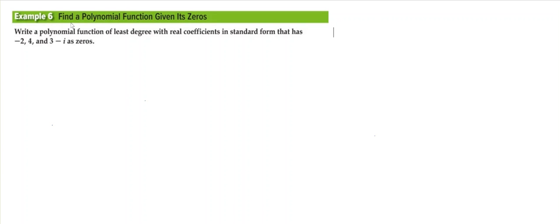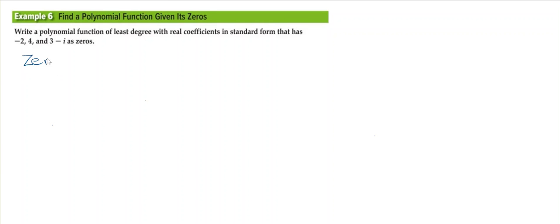Okay, so example 6, find the polynomial function given its zeros. Write the polynomial function of least degree with real coefficients in standard form that has -2, 4, and 3 minus i as zeros. So the first thing I'm going to do is draw a table.